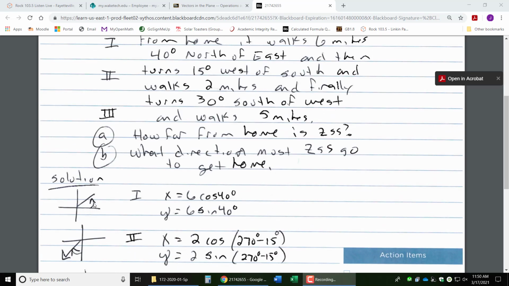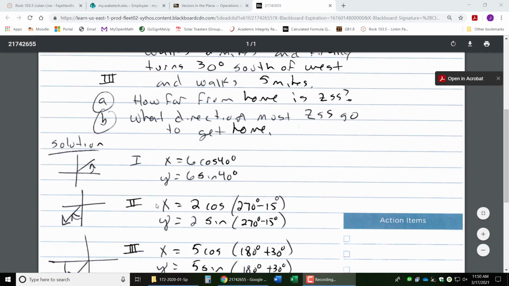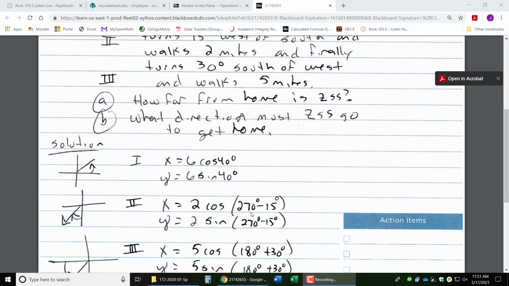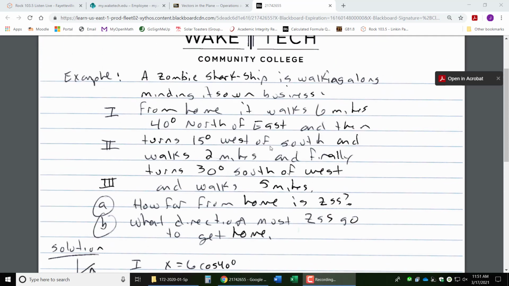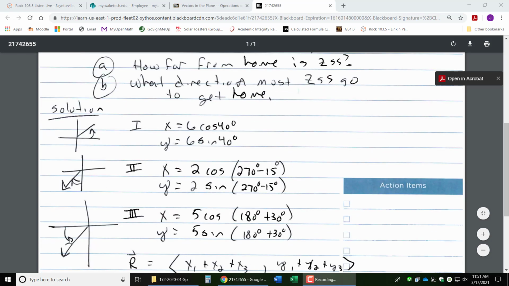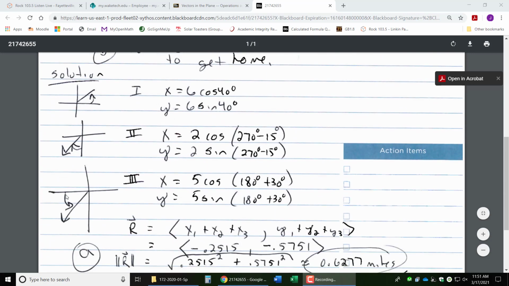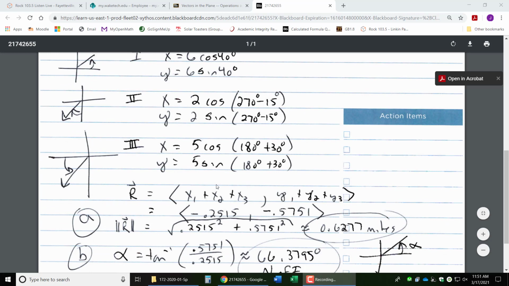So, north of east, quadrant 1, we use the angle. South of west, quadrant 3, and you can see I took the angle and subtracted. Or wait a minute, part 2 is west of south. That's the arrow there, west of south. So we subtract from 270. Part 3 is the south of west, so we add that to the 180. And then type those in the calculator.